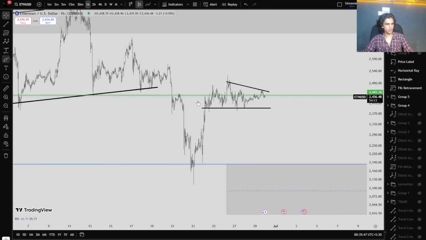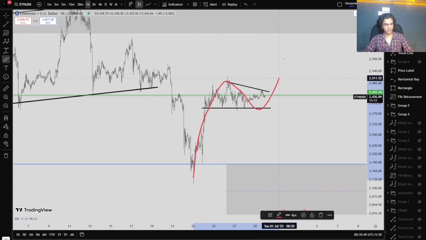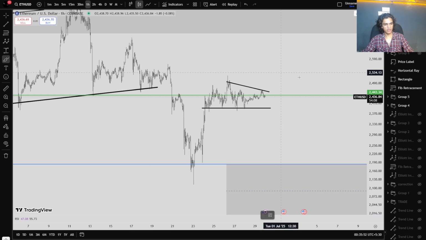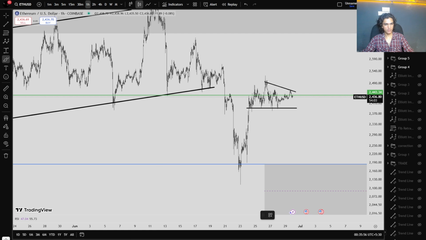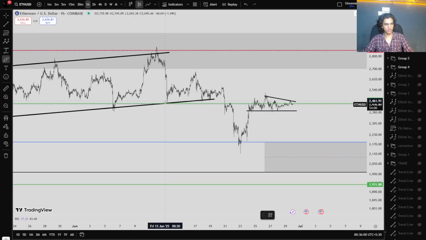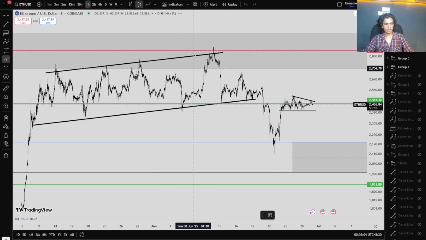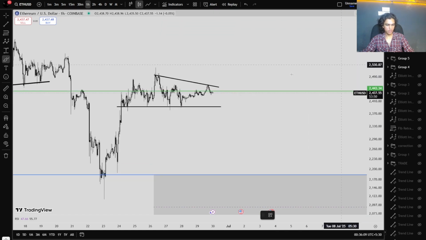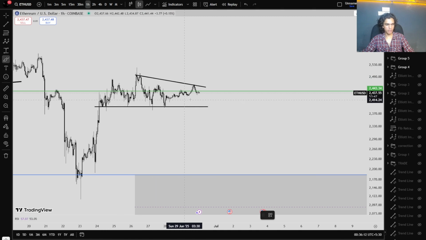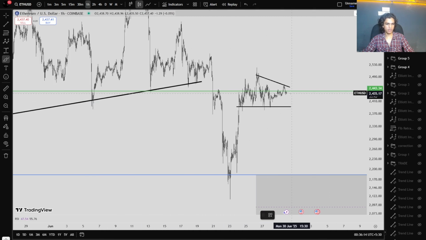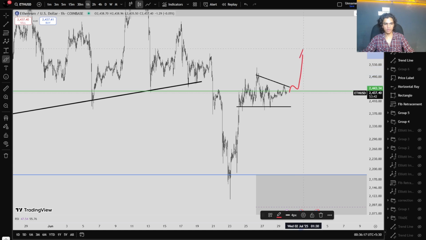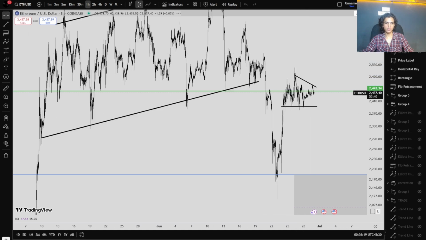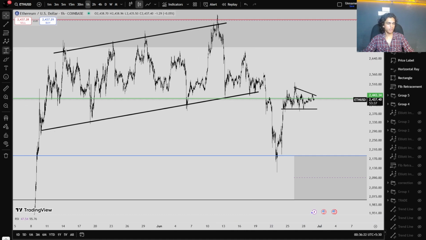If this is an ABC correction, then not only a flat or triangle can come here, an ABC correction can also come. But if the ABC correction forms here, since we have taken this as wave 1, it will invalidate the wave count. So let's stop that when the market does that. Right now what I see are these bearish symptoms. If the market closes above, then you can go for a long. That's all I see in the market, and let's see what happens in the coming days.